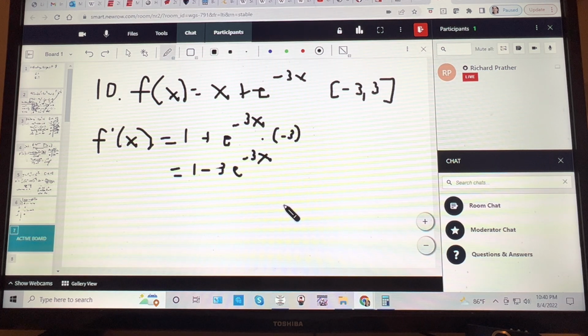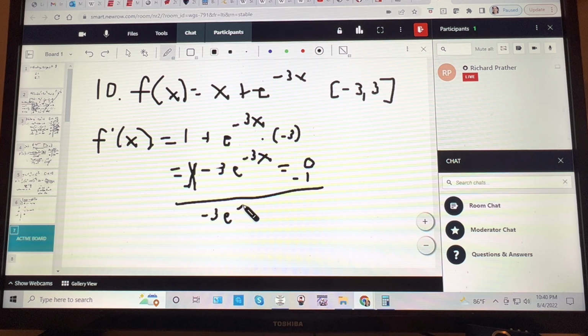That's the derivative. It's never undefined. Exponentials have domains of negative infinity to infinity, so no issues in their domains. And could it ever equal 0 is the question. So I could subtract 1, and divide by -3.